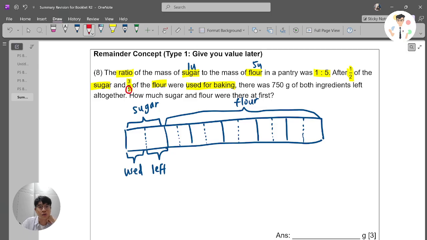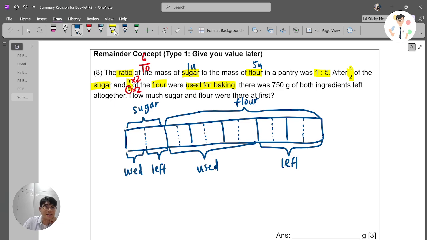Of course, these 2 are supposed to be the same, but they're not the same. So you're supposed to make them the same, looking for the LCM. So 5 times what? 2. So it will be 6 out of 10. Why? Because now out of 10, I know I have 6. That is what I use for baking. So this is what I use, and this 4 is what I'm left with.